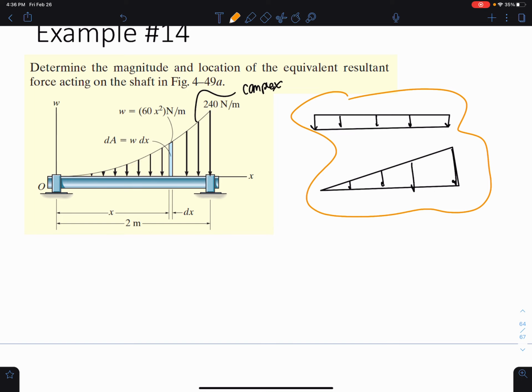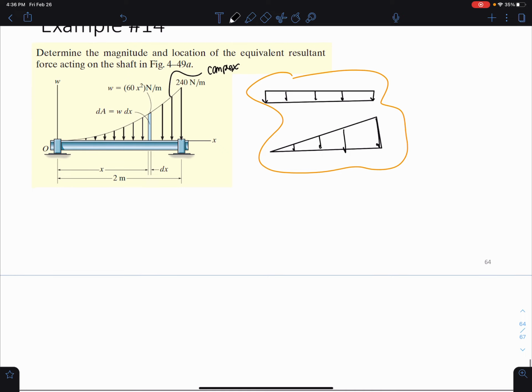Okay, so with that being said, let's go ahead and figure out what the magnitude and location of the equivalent resultant force acting on this shaft is. To do that, we're going to say that the area, dA, this differential area, is equal to W, the magnitude of my distributed load, times dx, that little width that I'm isolating here. And this is equal to the function, which is 60x squared, and then dx. This is W, and this is my little isolated element dx.